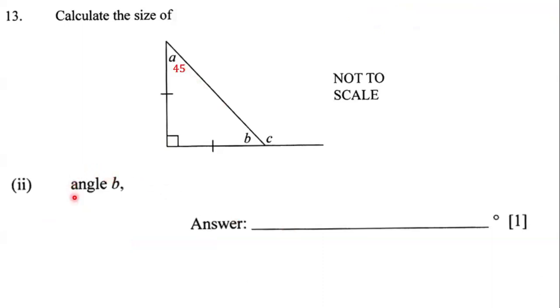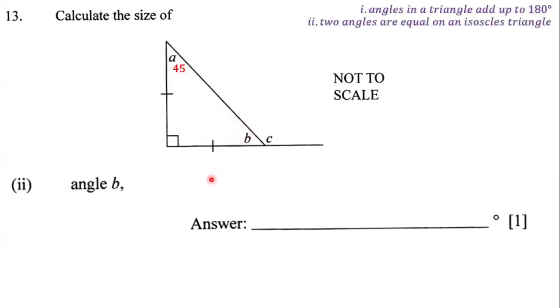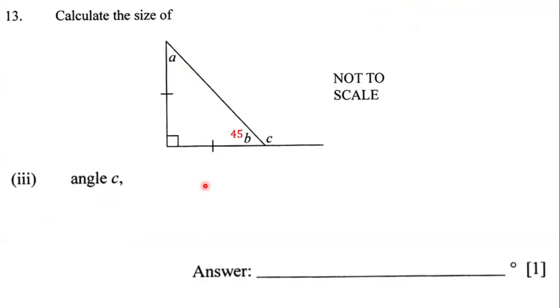Here, they want us to determine the size of angle B. Since we are dealing with an isosceles triangle, and we already know that the size of angle A is 45, the size of angle B must also be 45 degrees as well. So the size of angle B is 45 degrees because two angles are equal on an isosceles triangle. Now let's move on to the next question.